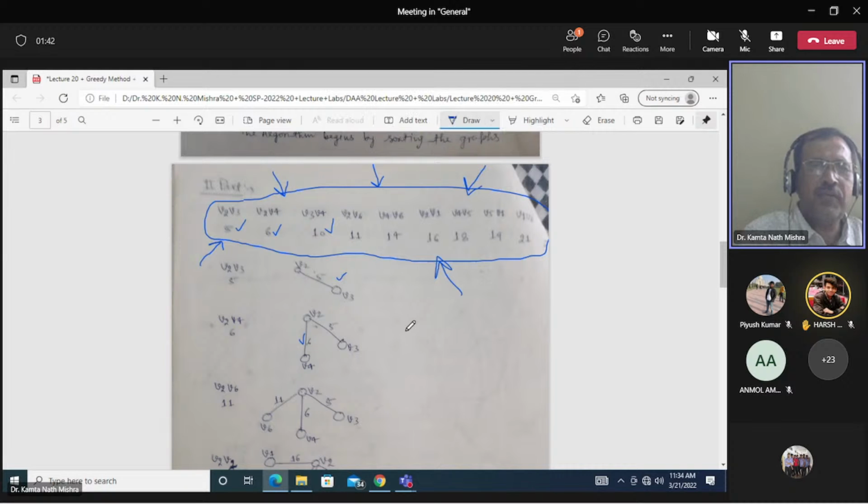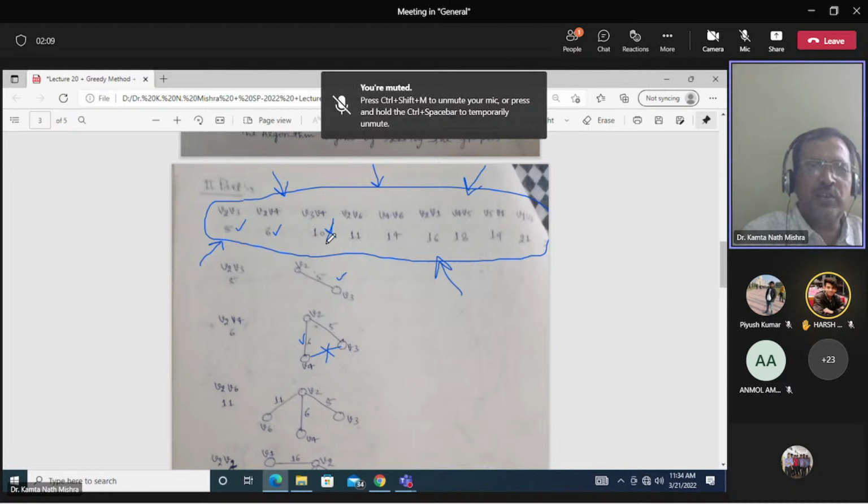No, this V3, V4, its length is 10, but in the graph it is not drawn. Why did you not draw it? Yes sir, because it was forming a cycle. Yes, if you join V3, V4, this edge, then it is forming a cycle. Since it is forming a cycle, we are discarding it. This one we discarded. I am putting a cross mark here. So then you will take V2 and V6. V2, V6 taken.